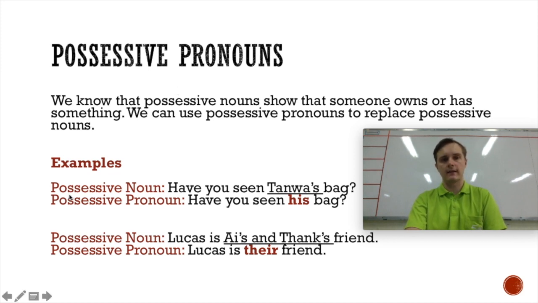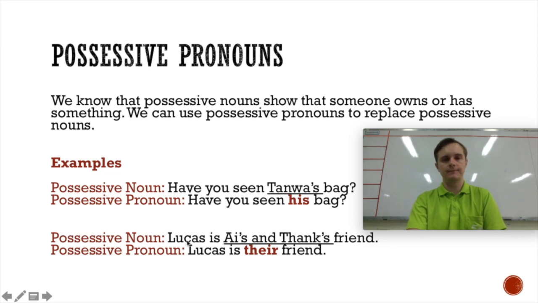So here's a sentence using a possessive noun. Have you seen Tanwar's bag? We know who Tanwar is. We add apostrophe S to make it possessive. The bag belongs to Tanwar. But we can replace Tanwar's with the possessive pronoun his. Have you seen his bag?